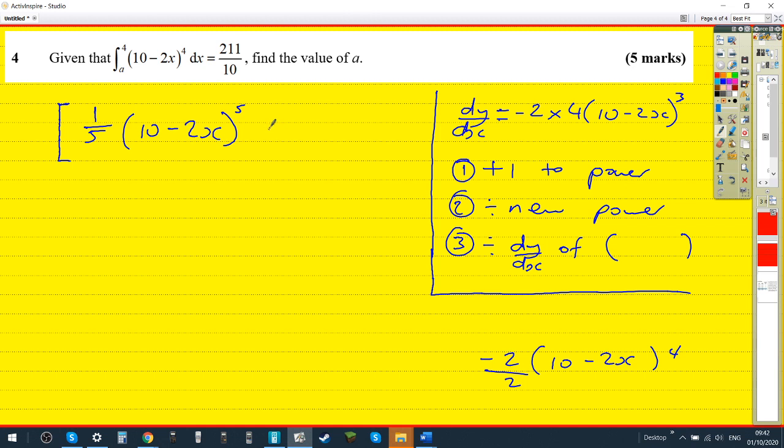Do I need to differentiate that here? And then you divide by the dy/dx of the function inside the function. Oh, so now I need to divide by minus 2. Yeah. And I'll write that as times minus 1/2.